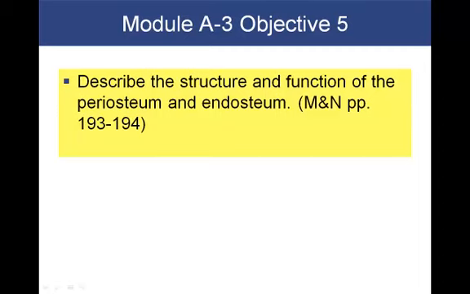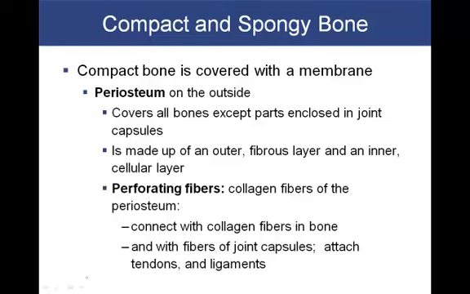In Objective 5, we're going to look at the periosteum and endosteum in more detail. And we'll start with the periosteum. Of course, again, the periosteum is a membrane that covers the outside of the bone. And you're going to find it on all bones except those regions that are enclosed in a joint capsule.